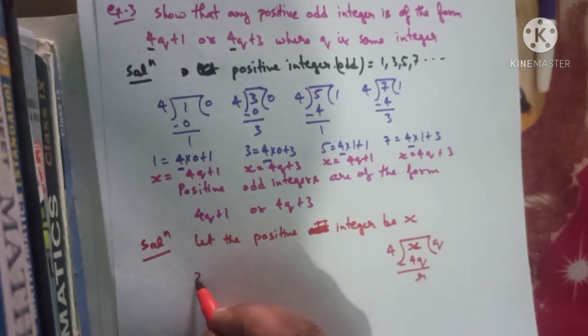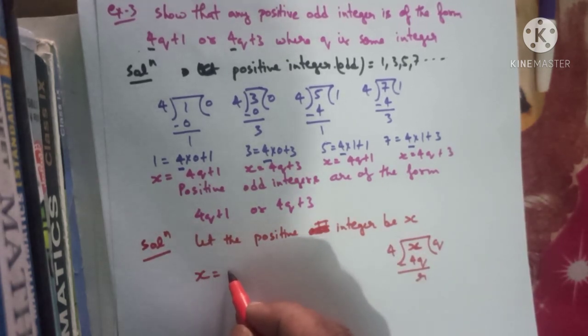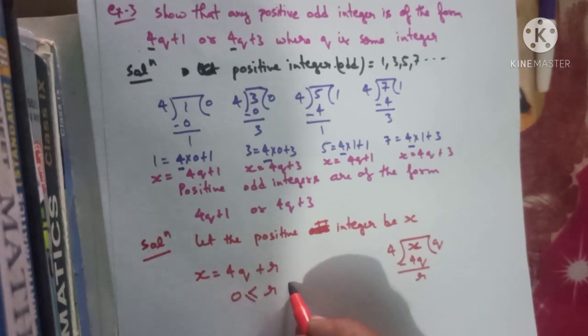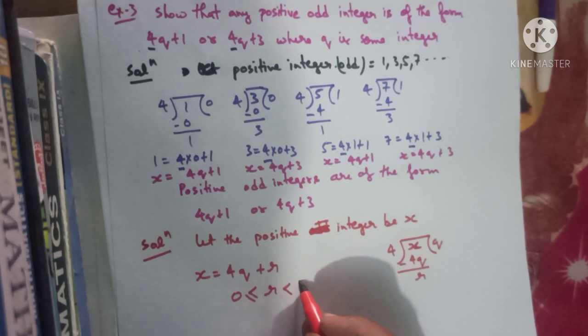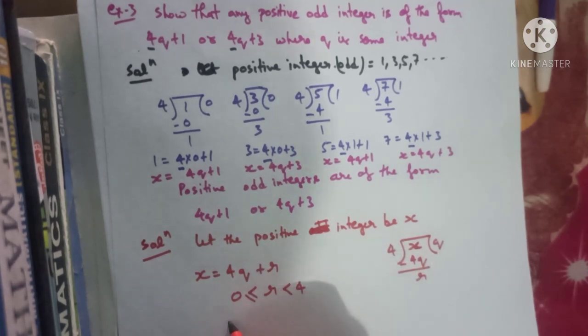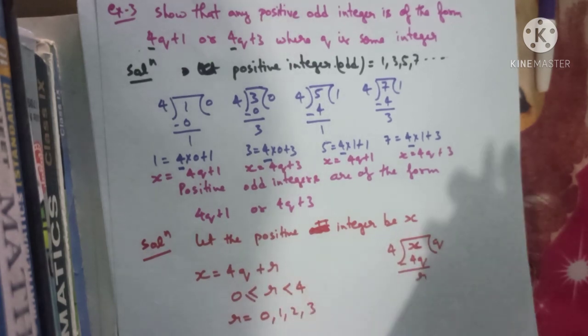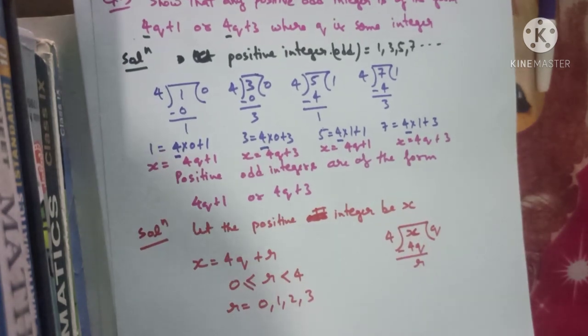So we can write x is equal to divisor into quotient, that is 4 times q, plus the remainder r, where the value of r is greater than or equal to 0 and less than the divisor. Here the divisor is 4, so the value of the remainder can be 0, 1, 2, 3, but it cannot be 4.